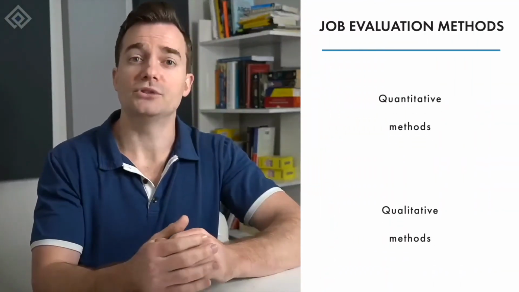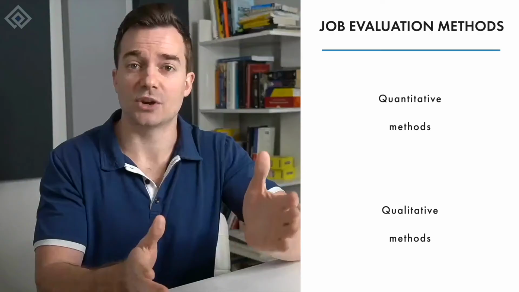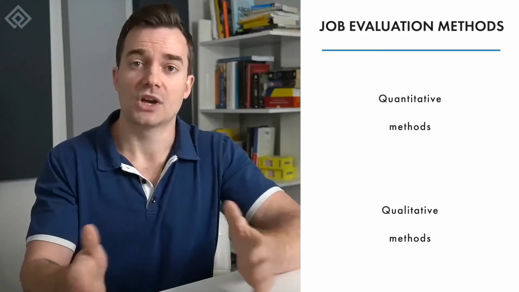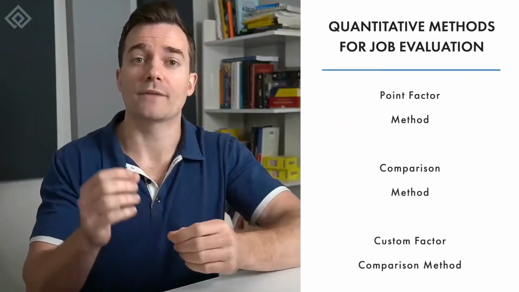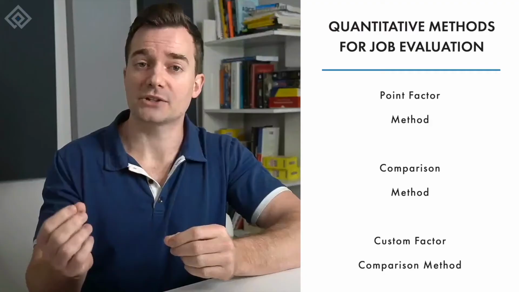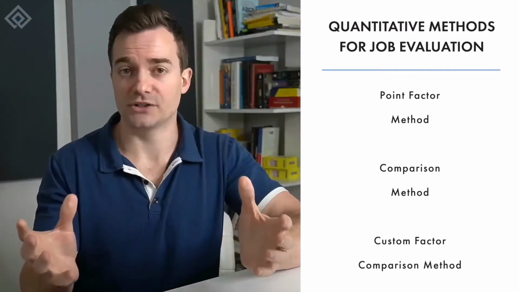So how can job evaluation methods be divided? In the past, job evaluation used to be an internal comparison of just different jobs' worth, but today it includes both internal comparisons and external market benchmarking. When it comes to internal job evaluation methods, these can be quantitative and qualitative. Quantitative methods evaluate jobs according to facts based on gathered data. In this group, we have the point factor method, the factor comparison method, and the custom factor comparison method.